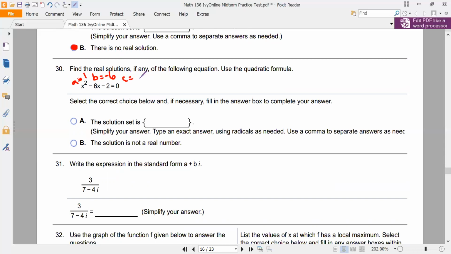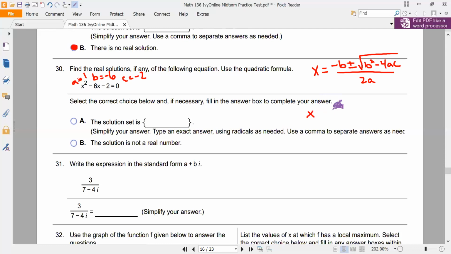Now you can only label a, b, and c if you have it equal to 0. So a is the coefficient on the x squared part, b is the coefficient on the x, and c is the constant. So remember, the quadratic formula is x equals negative b plus or minus square root b squared minus 4ac all over 2a. So negative b means opposite of your b. So x equals 6 because it was already negative.